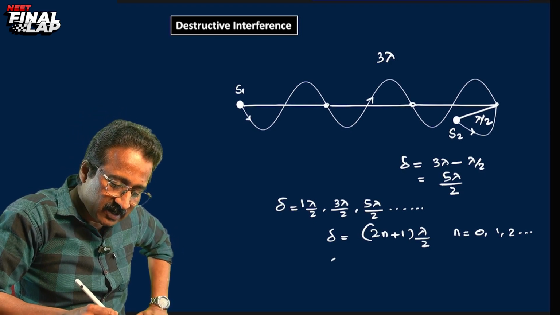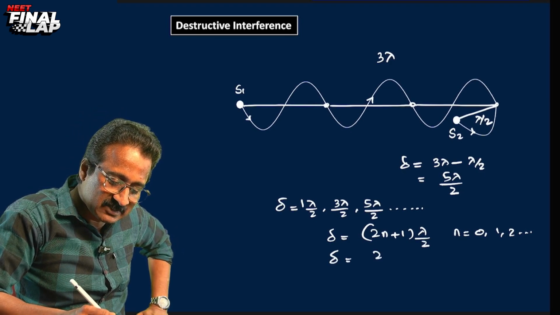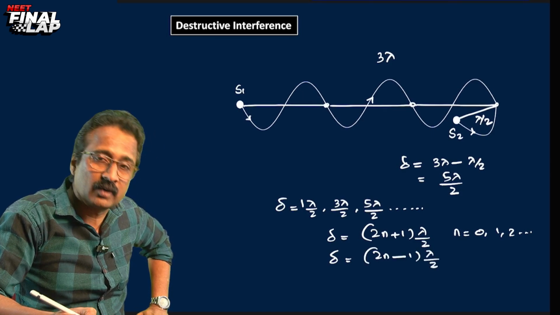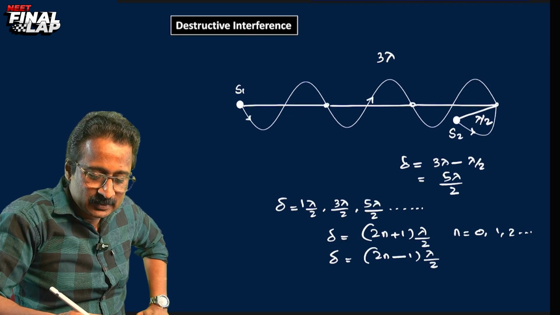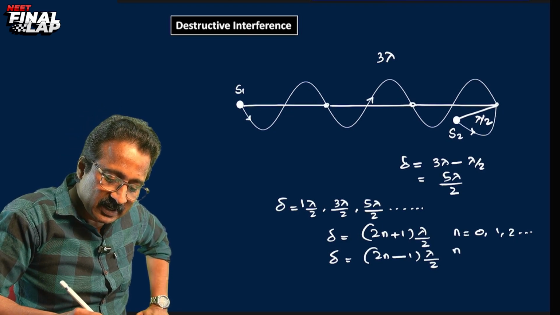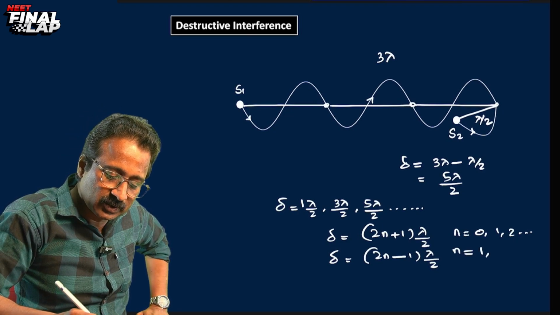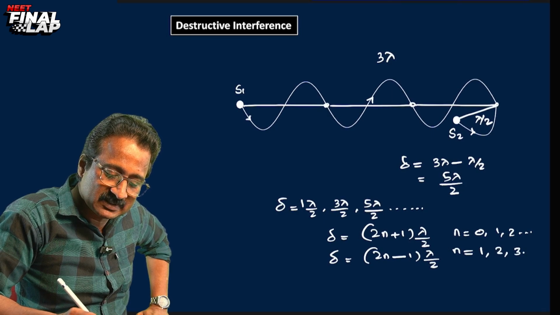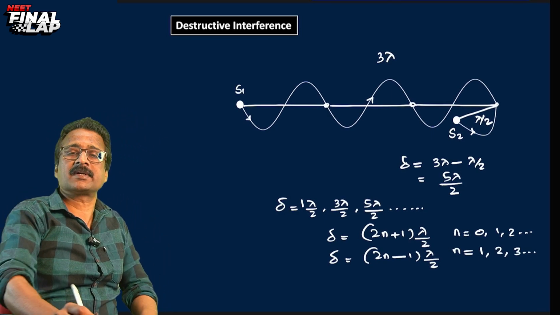Sometimes another form is convenient. It depends on the experiment and the way we count in experiments. So del is equal to 2n minus 1 lambda by 2. Here, please exclude 0. n is equal to 1, 2, 3, etc. That's the way we understand destructive interference.